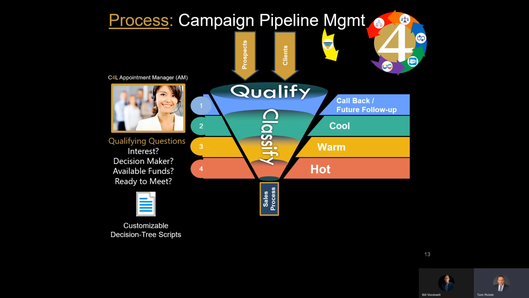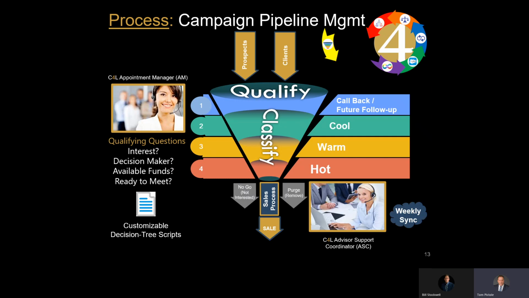Now, if it is a prospecting effort, the types of questions that we're going to build into the script are going to focus on determining their level of interest, their decision-making authority, whether or not there are funds available, and if so, are they ready to meet? And based on their answers, our patented system will take them deeper through this sales funnel to a decision point where they're going to get one of three outcomes.